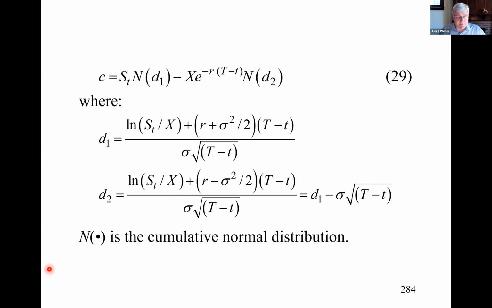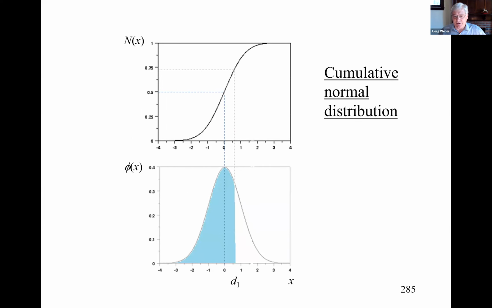Now, the cumulative normal distribution I have on the next page. You naturally know this. Down here, I have the probability density function, I do it here for a normal distribution. And then the cumulative normal distribution I have up here. It just gives you the probability up to a certain point D1 here. Here the probability, let's say, is about 74% up to this point. And so this ranges from 0 up to 1. That's naturally something that's well known.